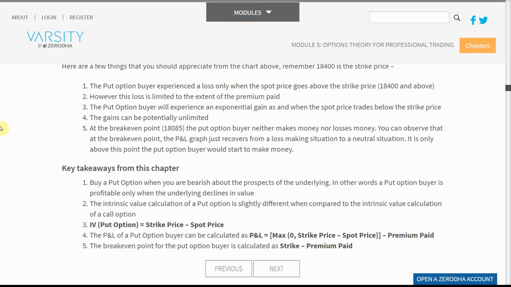The P&L of a put option buyer can be calculated as P&L equals max(0, strike price minus spot price) minus premium paid. The break-even point for the put option buyer is calculated as strike price minus premium paid.